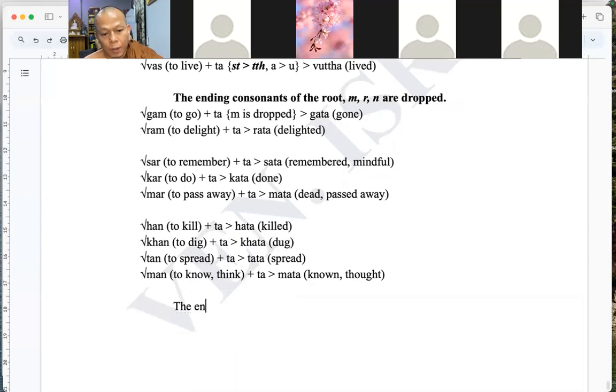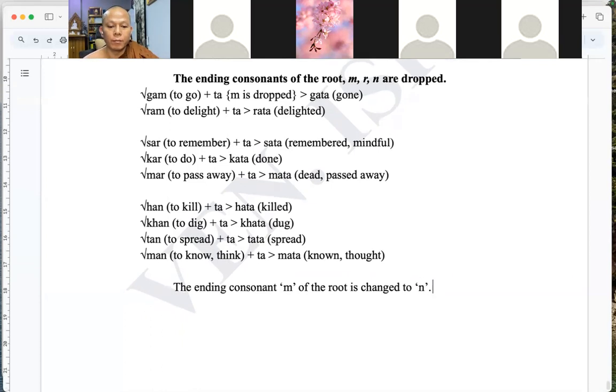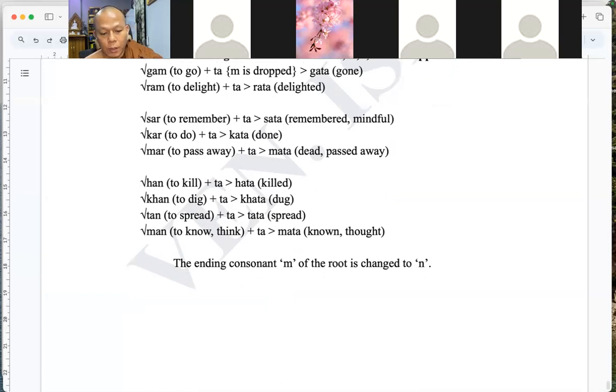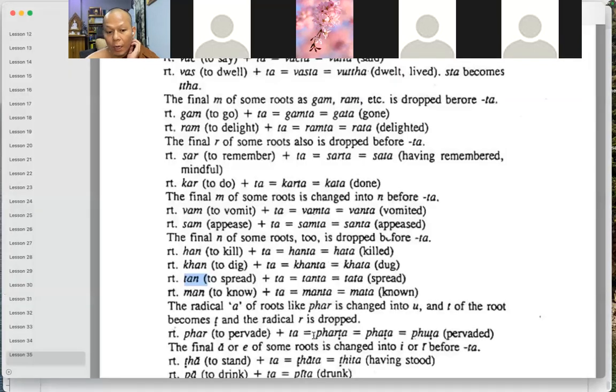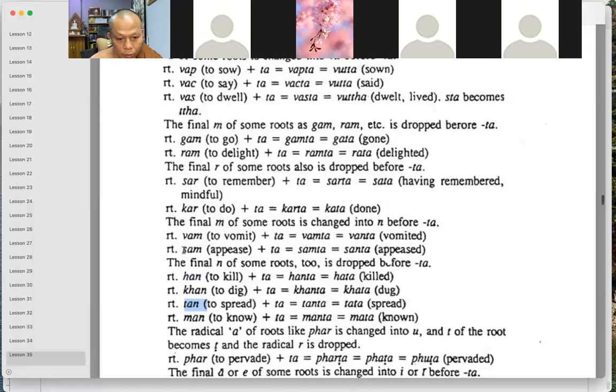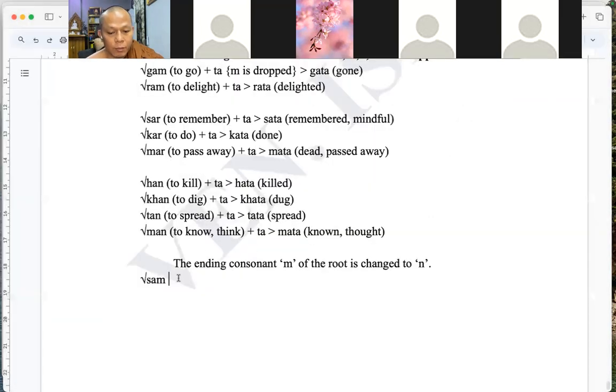Okay, but the other one is D. And then, so consonant ma of the root is chained to the na. So that is here, root sam. Root sam is to come down. So here you see, root sam, or to appease. Okay, to appease. Yeah, to come down.